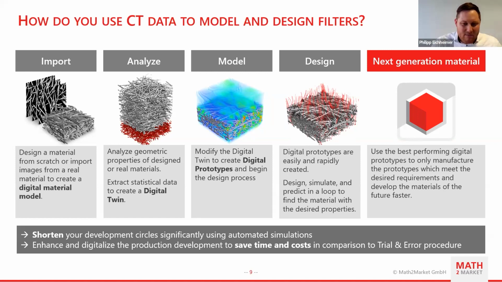What you want to do in this process is investigate and get knowledge about the filter media. So we create digital prototypes when we do optimization studies and find, in the loop, parameters for desired properties. This gives us some of the best performing digital prototypes. And instead of a trial and error procedure, we only produce the prototypes which meet the desired parameters in the software, giving an accelerated process development cycle.